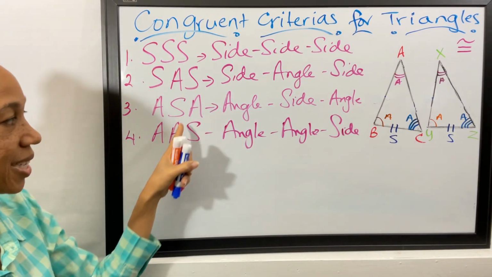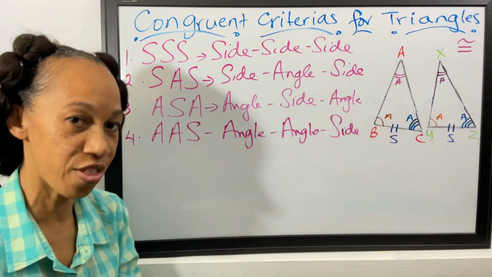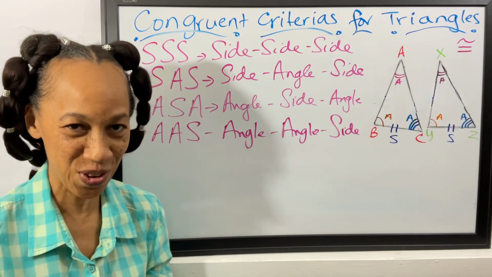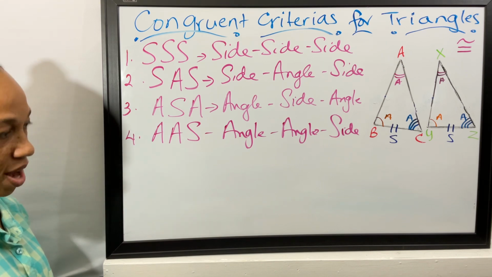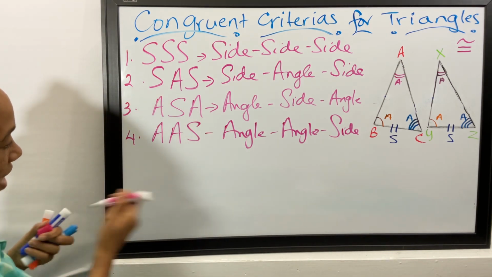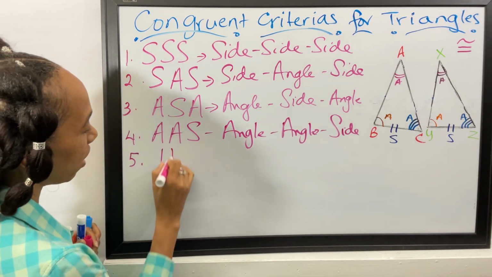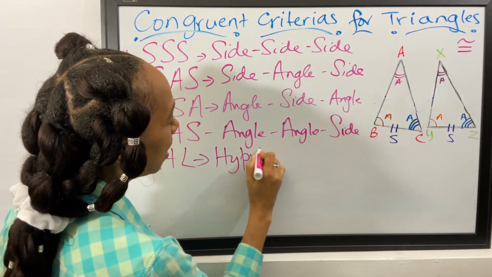So ASA and AAS are extensions of each other. I just wanted to point that out to you, okay? They're extensions of each other. Now the fifth congruence criteria is HL, which is our hypotenuse leg.